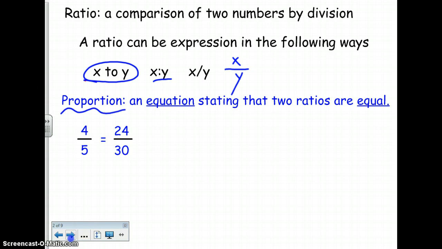A proportion, on the other hand, is an equation, so we have the equal sign, stating that two ratios are equal. And sometimes we're asked to test that to see, yes, in fact, they are equal, or no, they're not. In this example we have on the board, if we take a look at 4/5, if we multiply it by 6 over 6, and if we think about it, 6 over 6 is equal to 1. Any number times 1 is itself. So 4 times 6 is 24, 5 times 6 is 30. These two are equal. And we know at that point that it is a proportion. If they're not equal, then it's not a proportion.